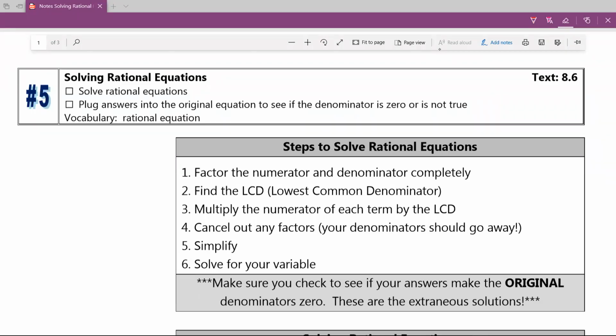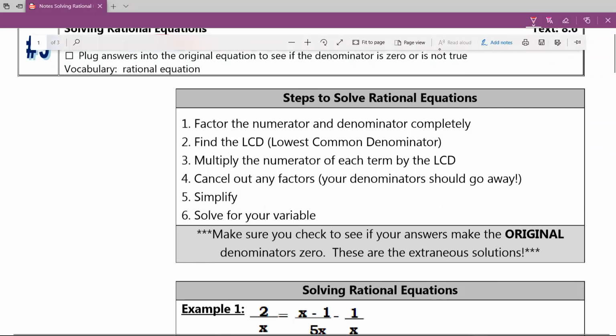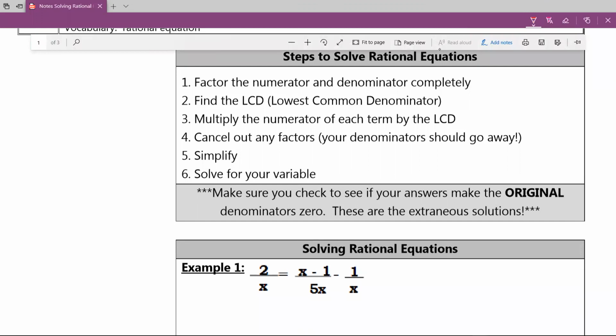All right, welcome to our next section. Last week we talked about rational expressions and how to add, subtract, multiply, and divide them. Today we're going to talk about rational equations. So the big difference today is that things are going to have equal signs that we're going to have to solve for.